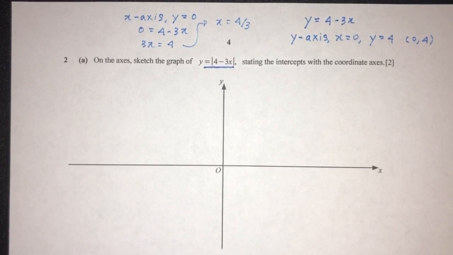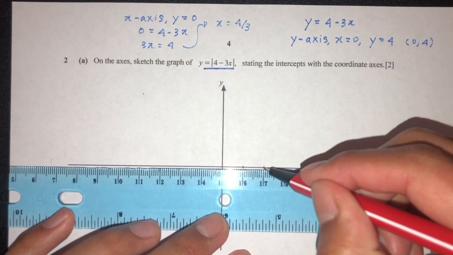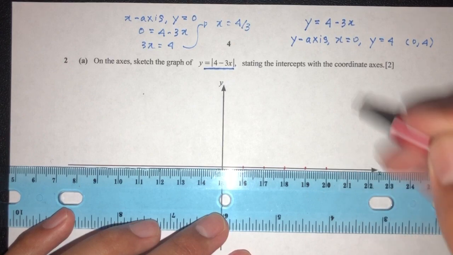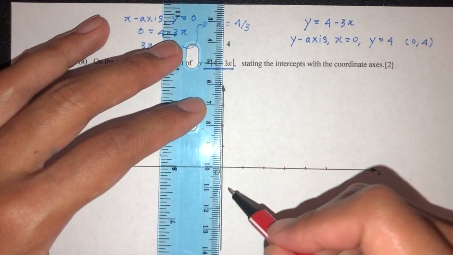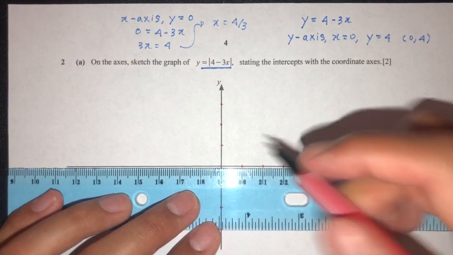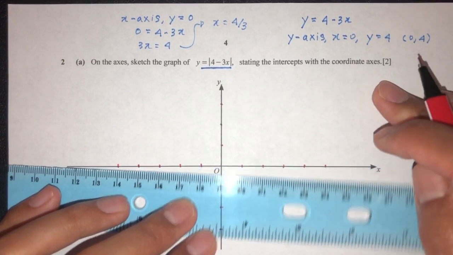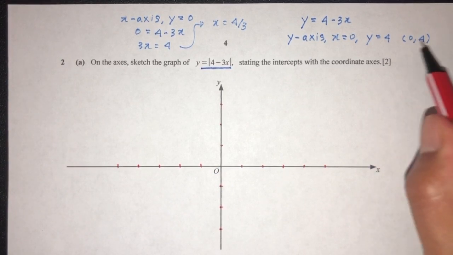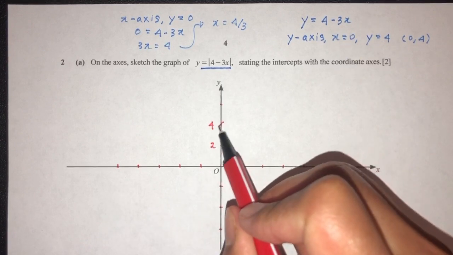Now we can sketch them. Let me draw my scale approximately. So let me have 1, 2, 3, 4, 5. 1, 2, 3. 1, 2, 3. And here as well, 1, minus 2. So because you have the point 0, 4, let me have this as 2 and this as 4. This is my first point.